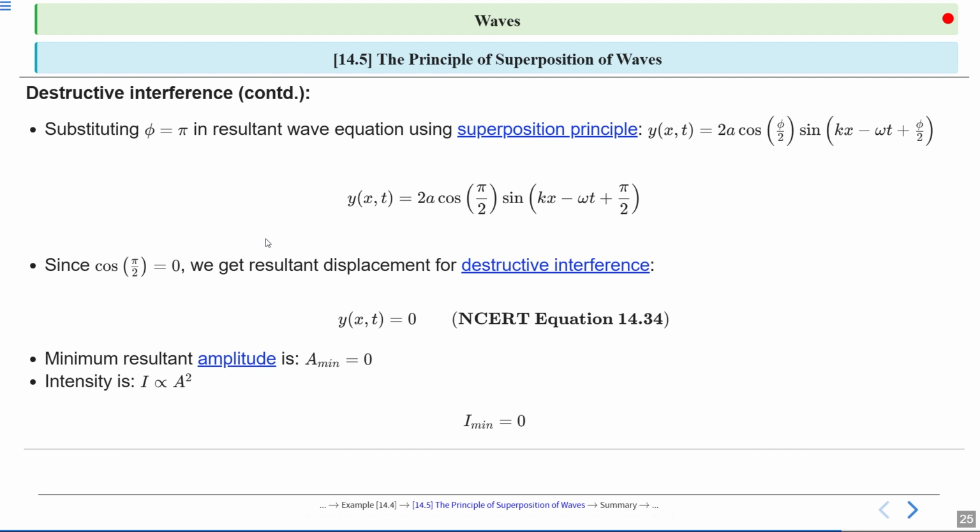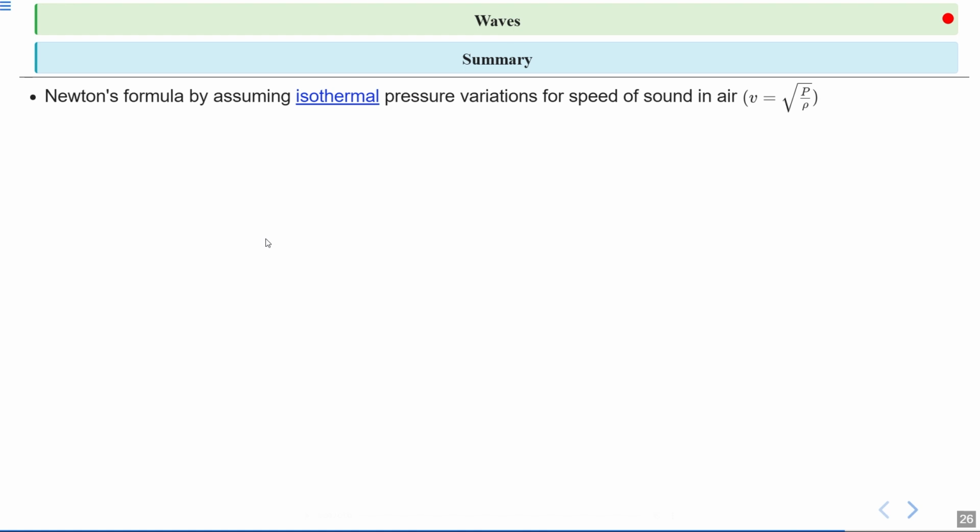Alright, let's summarize what we covered in this lecture. Newton's formula, assuming isothermal pressure variation, for the speed of sound in air is V equal to root of P by rho. Newton's formula gives a value about 15% lower than experimental results.